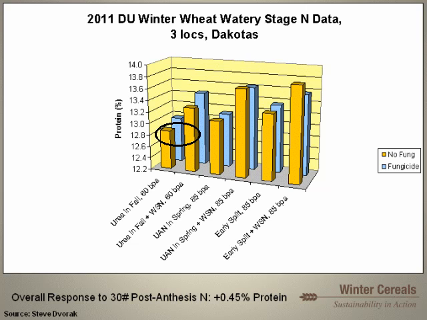And you can see the same thing in the next 2 bars, where we applied UAN in the spring for an 85 yield goal. We got the same reaction, and then again in the last 2 sets of bars, where we had the early nitrogen and then a later split application for an 85 bushel yield goal. We still saw that increase in protein with that post anthesis, prior to milk stage, nitrogen application.